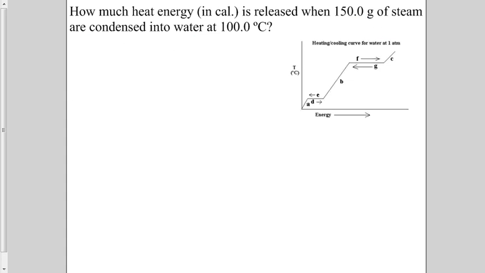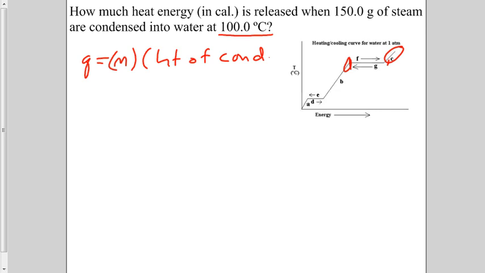In this problem, we're asked how much heat is released in calories when 150 grams of steam are condensed into water at 100 degrees Celsius. So we're starting with steam at 100 degrees Celsius. We're ending up with water at 100 degrees Celsius. So no change in temperature. We only have a phase change from the gas to the liquid at 100 degrees Celsius. So again, Q is going to equal the mass times the heat of the phase change. In this case, it's going to be the heat of condensation. Since there's no change in temperature, we don't want to have a change in temperature in the equation.